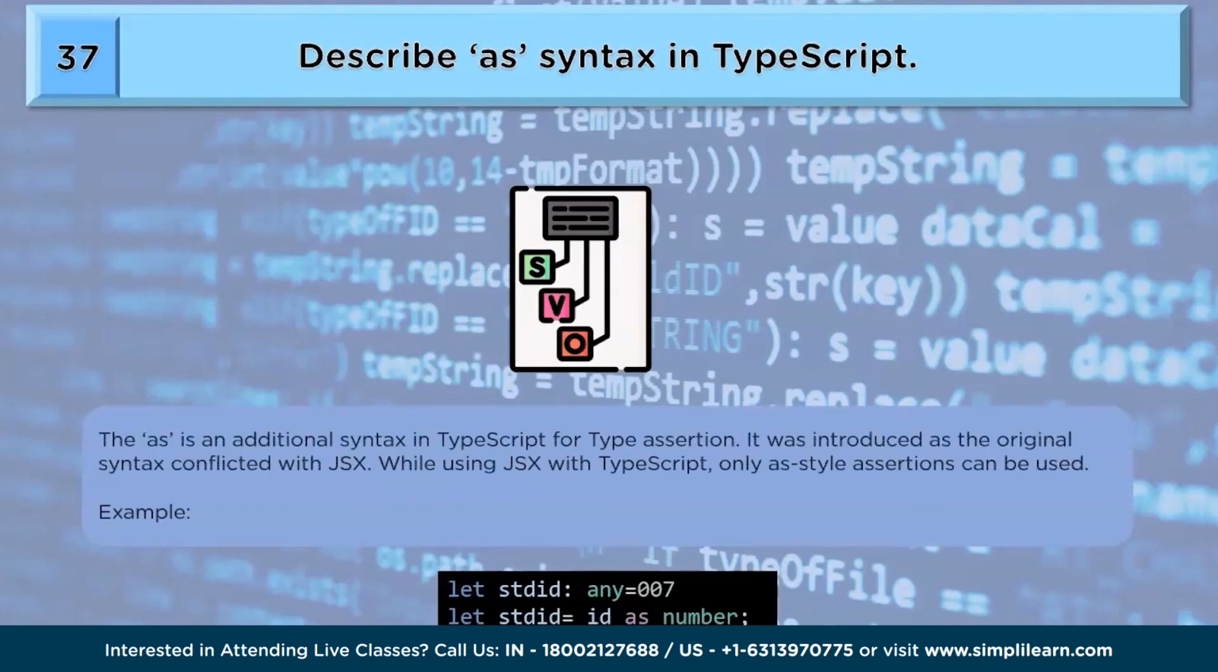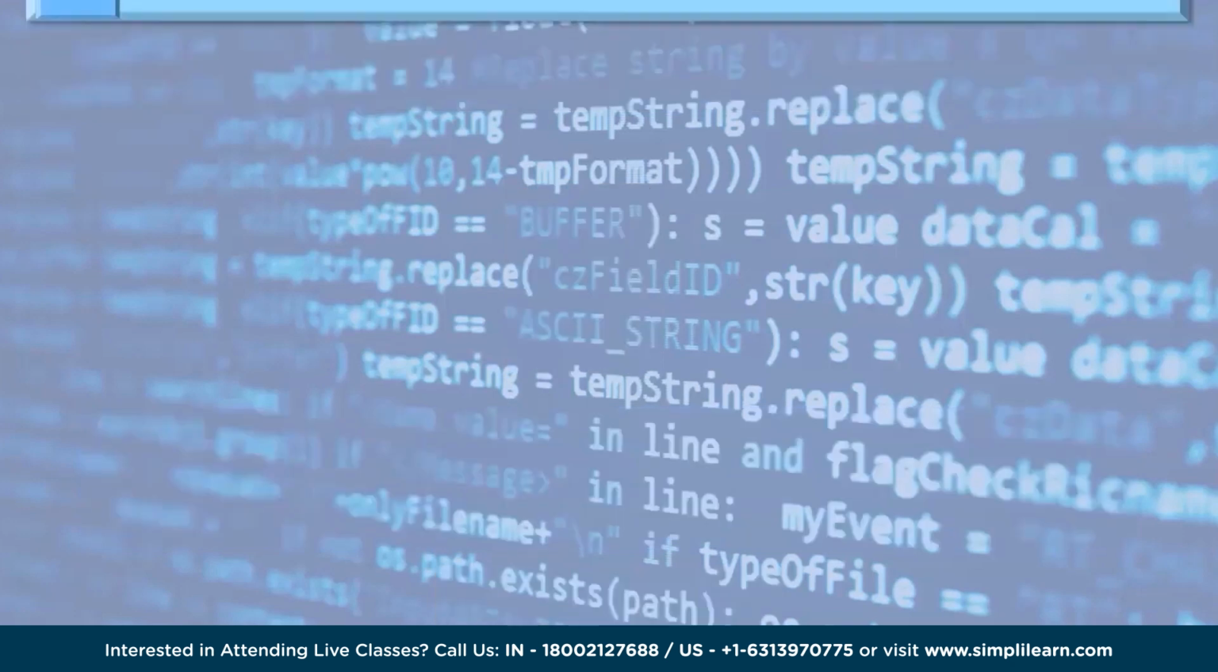Describe as syntax in TypeScript. The as is an additional syntax in TypeScript for type assertion. It was introduced as the original syntax conflicted with JSX. While using JSX with TypeScript, only as-style assertions can be used.